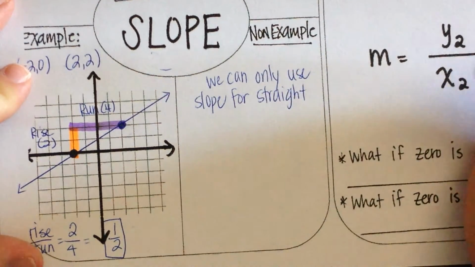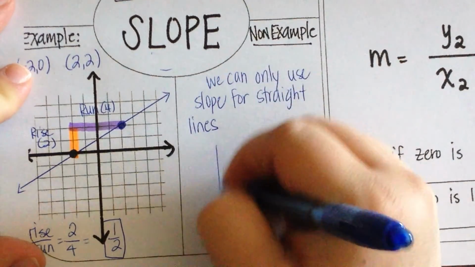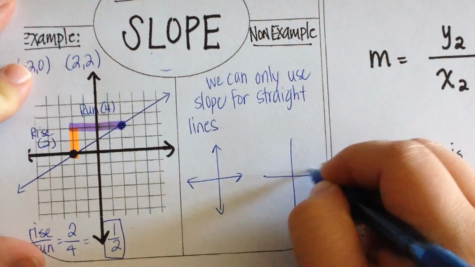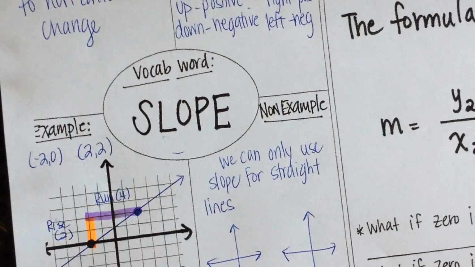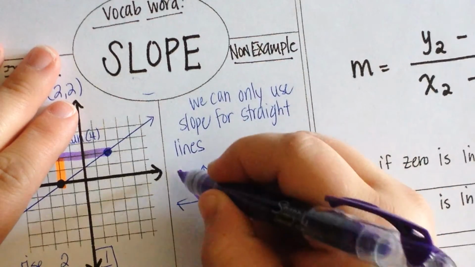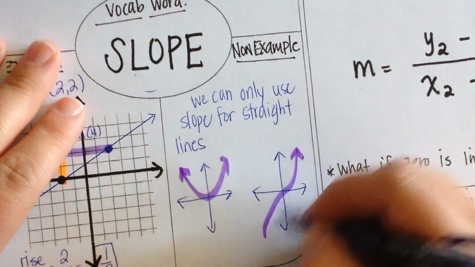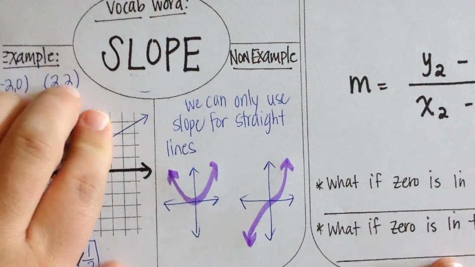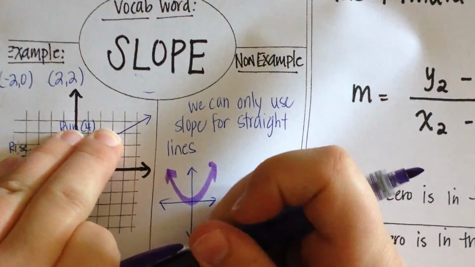Or what we call linear lines. Okay, and so if I have a coordinate plane, I cannot use slope for graphs that look like this. This is called a parabola. This would be a quadratic, or even something that looks like that. Those would not be examples that I could use slope and calculate slope from. So hopefully this gives you an idea of what we're going to be doing with slope.